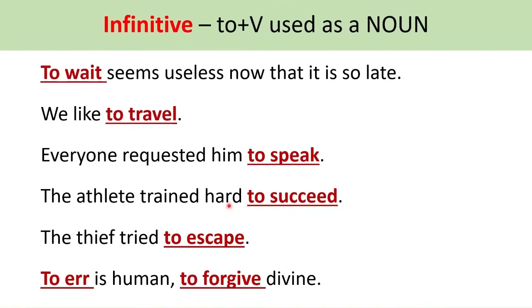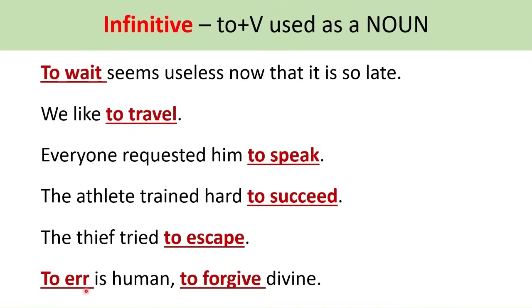The athlete trained hard to succeed. So trained is the verb, to succeed is the object. Hard is of course describing how he trained, whereas to succeed is the noun form. Why did he train? He trained because he wanted to succeed. The thief tried to escape. Now tried is the verb. It requires an object. To escape is the object.